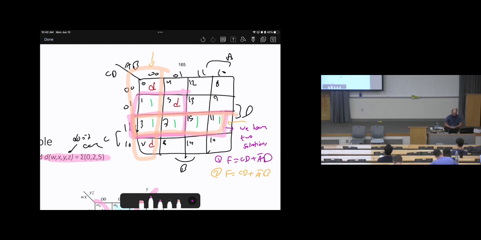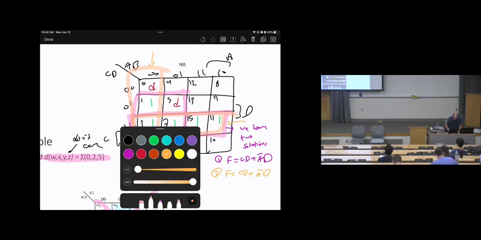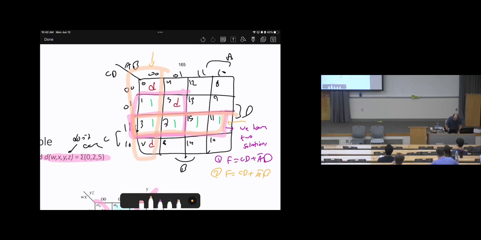So we have two solutions. CD plus A bar D or CD plus A bar B. Let me make sure I write it in the right way. And both of them are correct. Then that's fine. It doesn't matter. It's a don't care function.